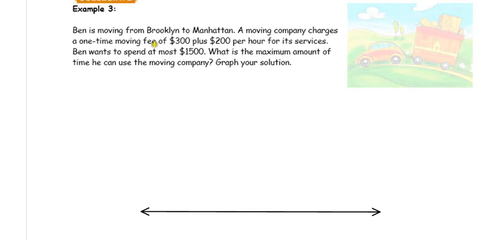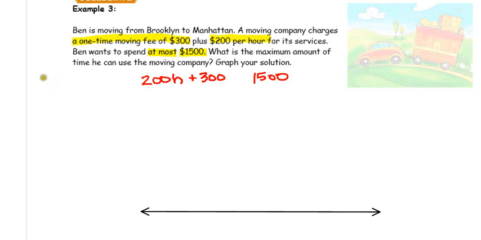So we have information here. We know that it has a one-time fee of $300, and we know that they charge $200 per hour. He wants to spend at most, that's really important here, $1,500. So if I want to think about what this is saying, Ben's expenses are going to be $200 an hour plus his $300 one-time fee, and at most he wants to spend $1,500.